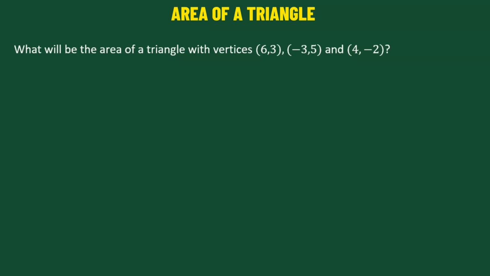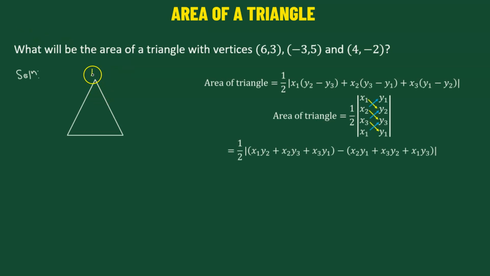We need to find out the area of a triangle whose vertices are given to us. Let us begin. Let us suppose that we have a triangle with vertices given by A, B, and C. The coordinates of vertex A, let it be (6, 3). The coordinate of vertex B, let it be (-3, 5). And the coordinate of C be (4, -2).